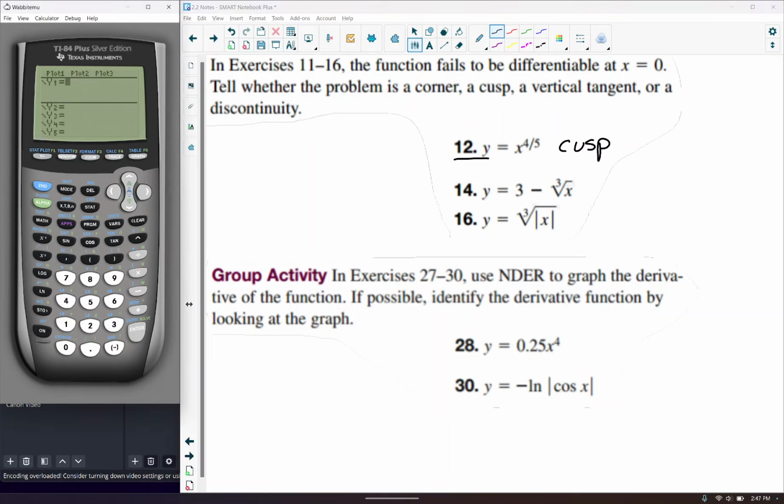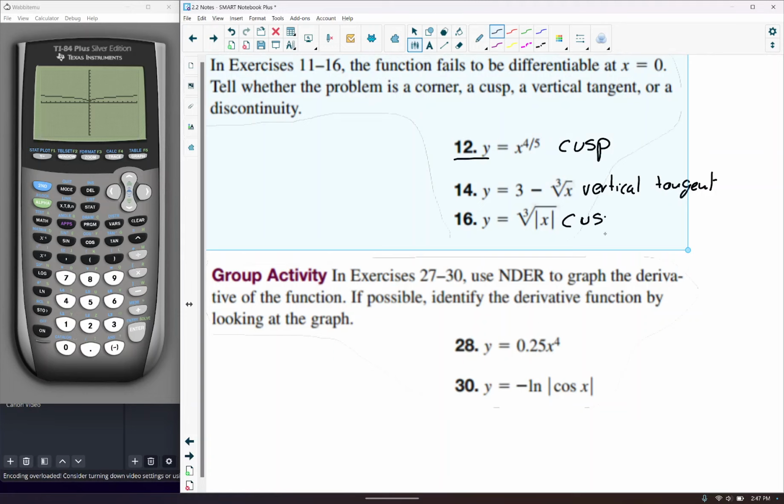Let's clear that. 3 minus math number 4, third root of x, and we graph that. And at 0 on this one, we have a vertical tangent. And then the last one, we're going to clear this. Let's see, math number 4, math, absolute value of x. And we're going to graph that. And I think we have a cusp there. So that one's going to be a cusp.